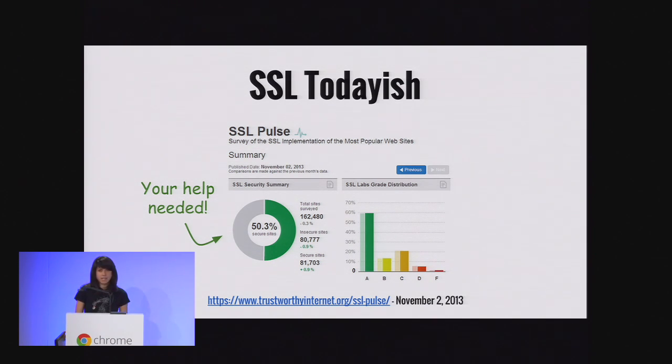And they've kept the same methodology and sample approach for the past 2 years, so you can kind of see trends in SSL. A year ago today, November 2012, we had just under 15% SSL adoption. So it's really cool to see that we're now over 50% adoption, at least in these top sites. But we need your help to push that even further.